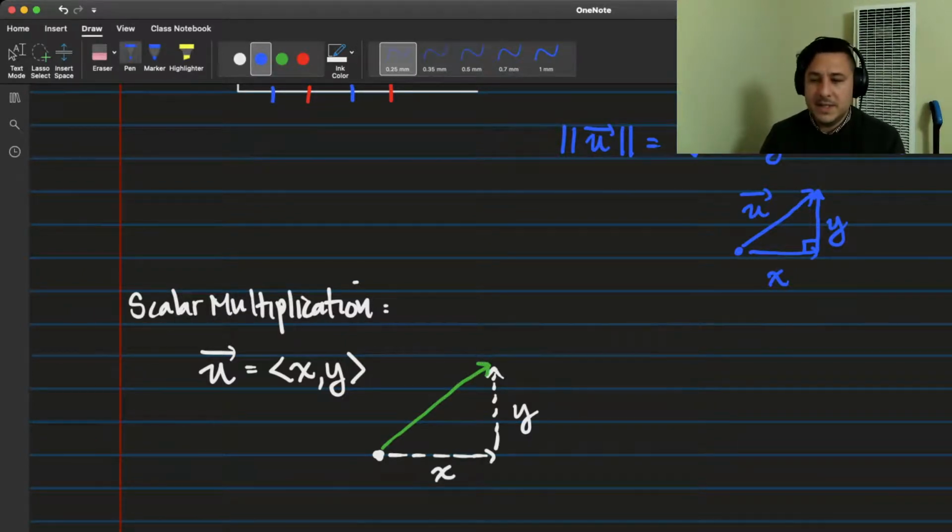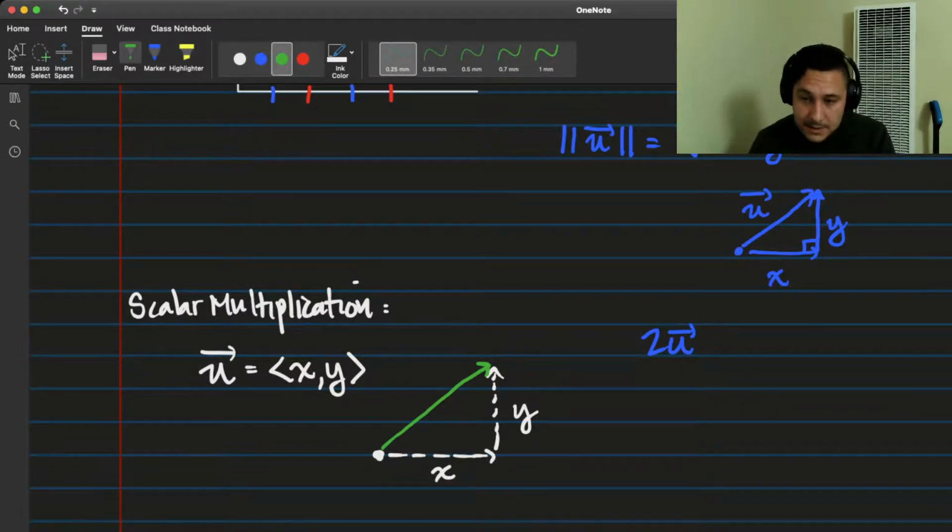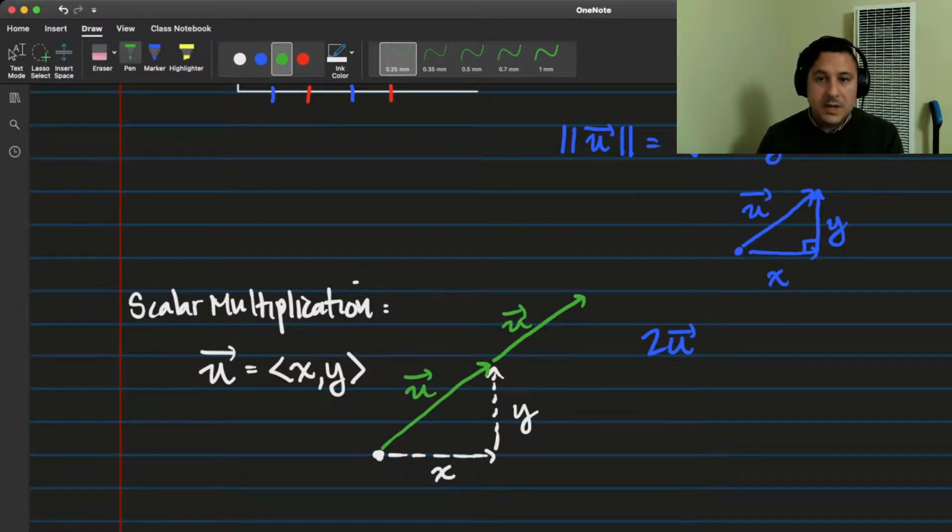So what would happen, for instance, if you wanted 2u? Well, we know that that's a scalar multiple. If you're multiplying a vector by 2, it doubles the length. So let's double that length. Right, here was your u. There's another u. So you would have to start right here at the blue. That would be your initial point. And you need to end right here at the red. That would be your terminal point.